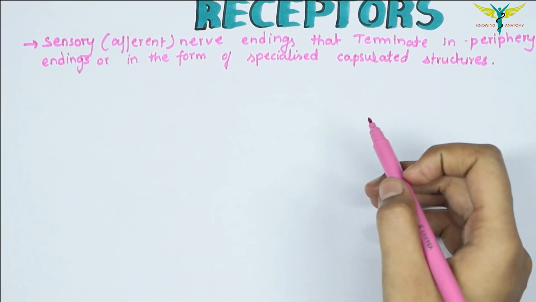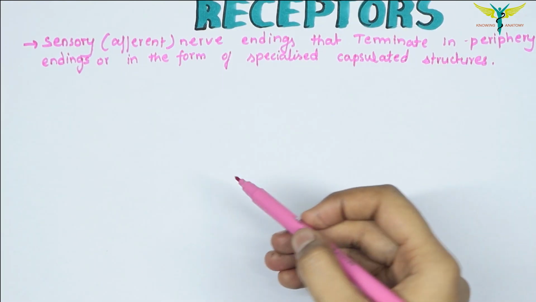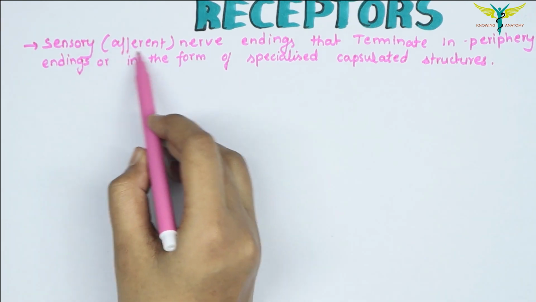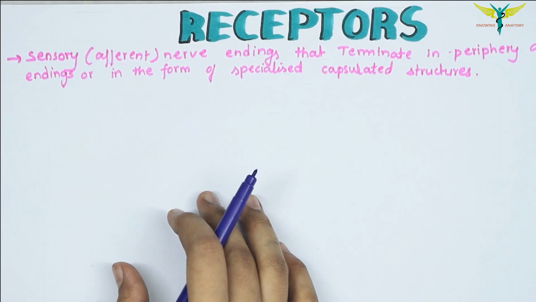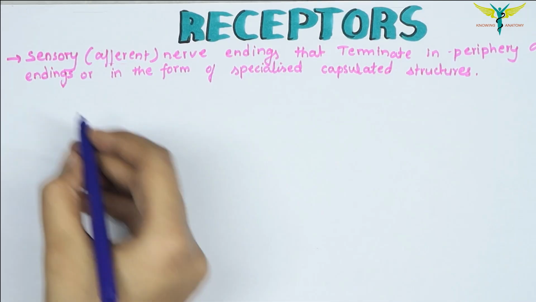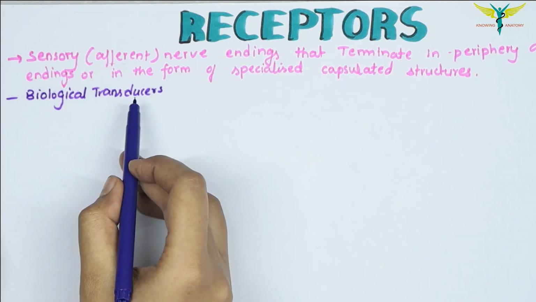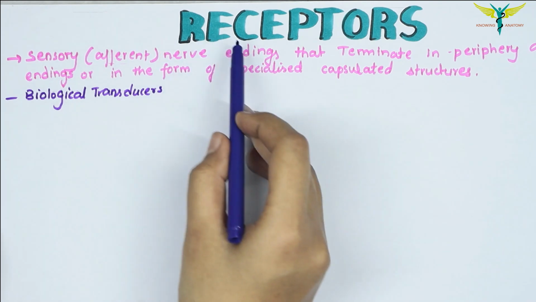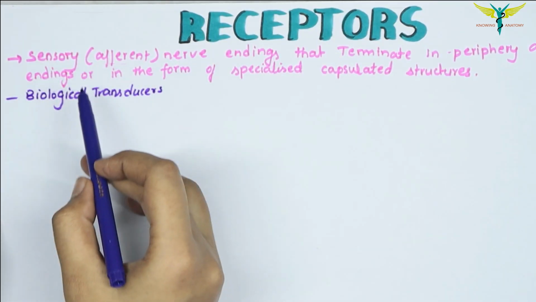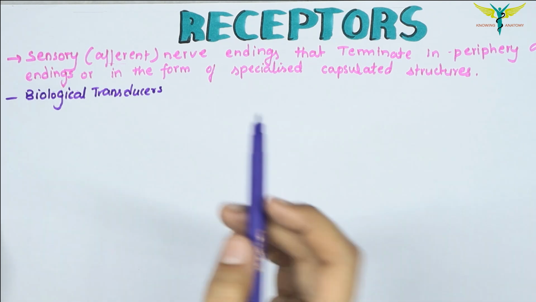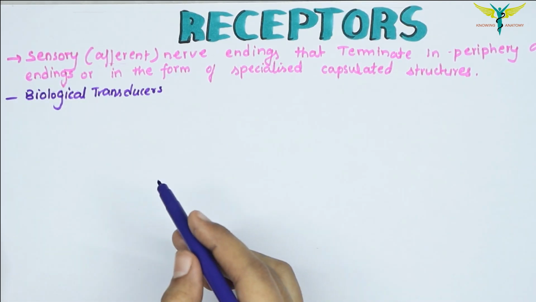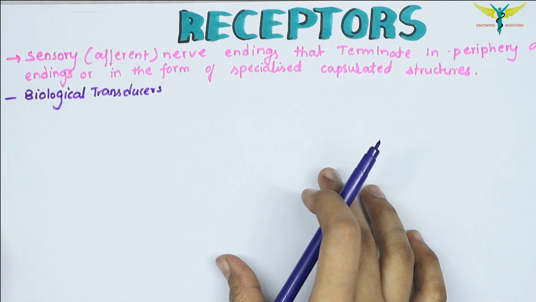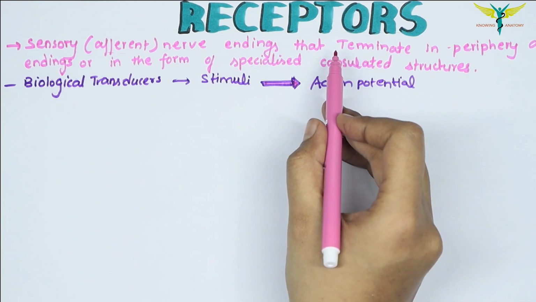The receptors give response to the stimulus, and when stimulated, the receptors produce a series of impulses which are transmitted through the efferent nerve fiber. The receptors function like biological transducers. That means a transducer is a device which converts one form of energy into another. So the receptors are often defined as biological transducers, which convert various forms of energy, that is the stimuli from the environment, into the action potential of the nerve fiber. So this is the definition of the receptors.